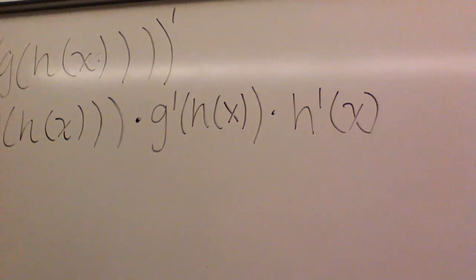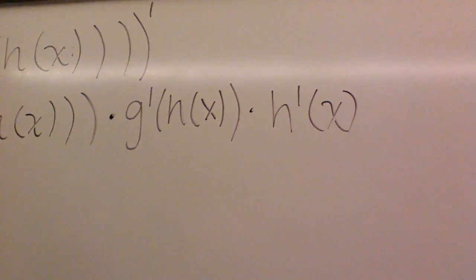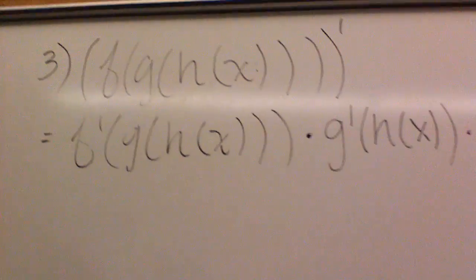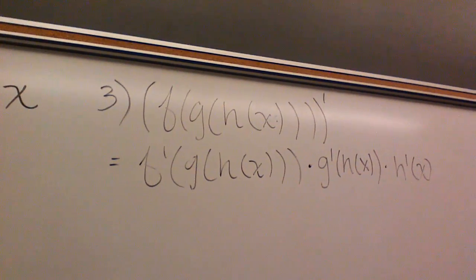And then you multiply by g prime of h of x, and then finally you take the inside of that, which is h of x. So then you multiply by h prime of x. And so that's how you find the derivative of a composition of 3 functions.